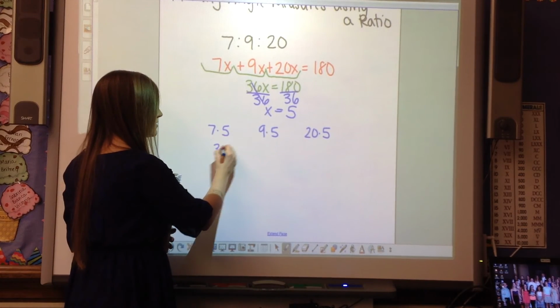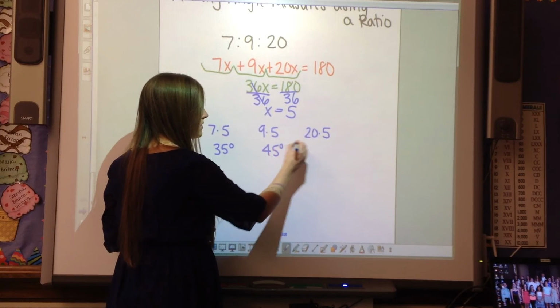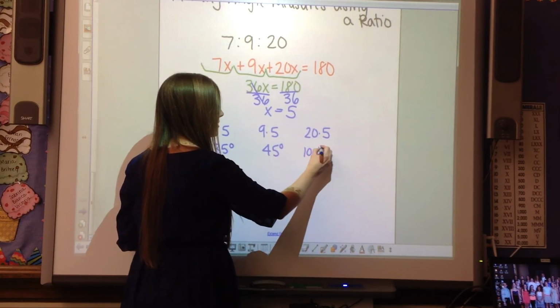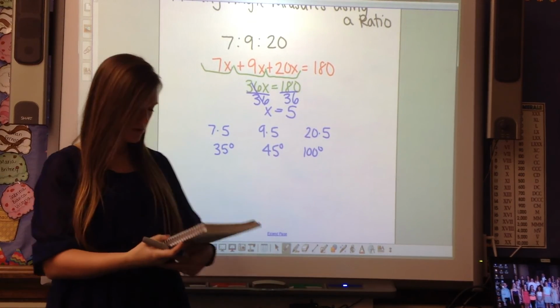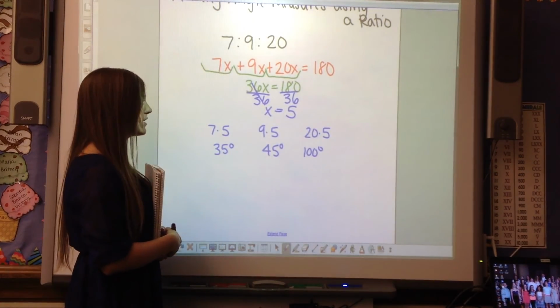7 times 5 is 35 degrees. 9 times 5 is 45 degrees. 20 times 5 is 100 degrees. If you added all three of those up, it would be equal to 180 degrees, and that's how much a triangle equals.